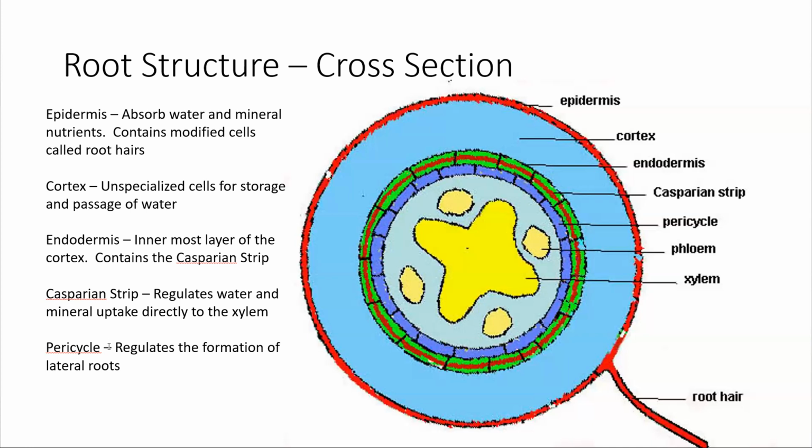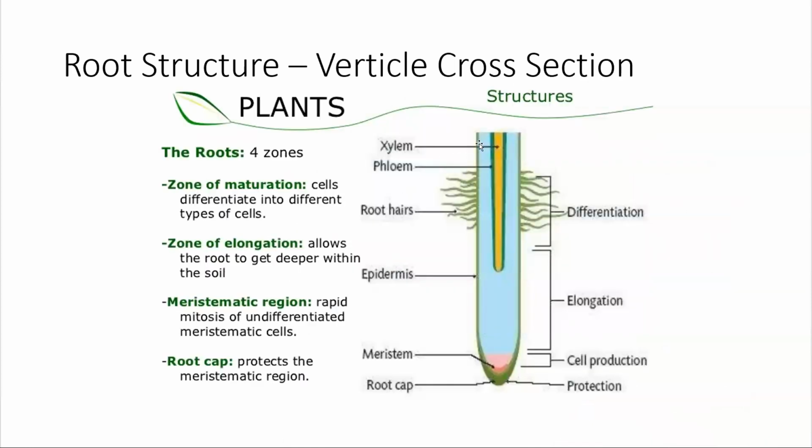Finally, we have the pericycle. This pericycle here is the next layer, the purple layer. As this zone of maturation gets deeper and deeper into the ground, you can't see the pericycle here. The pericycle would be on the outside of the phloem. And as this root gets deeper and deeper and that zone of maturation gets longer and longer, it may decide to create a lateral root.